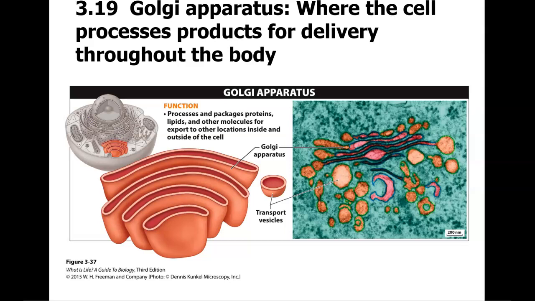So once you've created a protein or you've created a lipid that you're going to use inside or outside of that cell, it's then going to go to the Golgi apparatus that is then going to process and package those proteins and lipids and other molecules. Once it processes them, it puts them in this little transport vacuole, and it'll take it around the cell, or it takes it to the cell membrane, where it then merges with the membrane and excretes it outside of the cell, so it can be carried to other parts of the body that may need to use it.